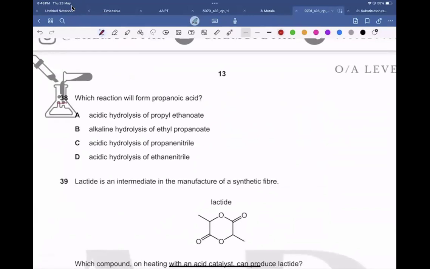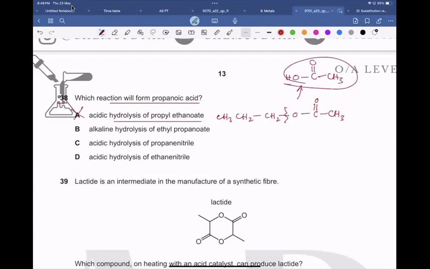Question number 38. Which reaction will form propanoic acid? Acidic hydrolysis of propyl ethanoate. So propyl ethanoate would be CH3CH2CH2 propyl, and ethanoate would be CH3, C double bond O, and O. On hydrolysis, we are getting this C double bond O, OH, CH3. So see, it's ethanoic acid, so A goes wrong.